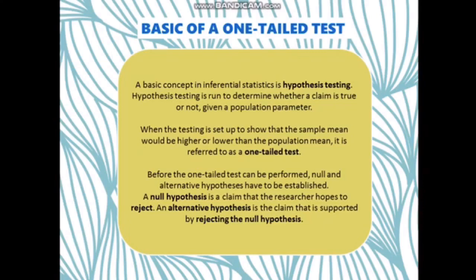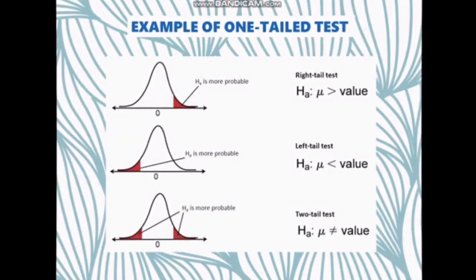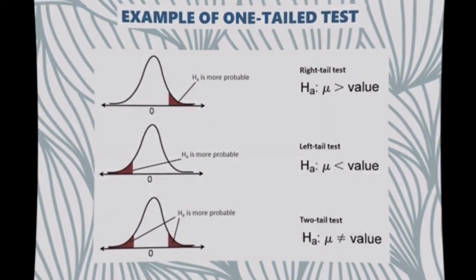Before the one-tailed test can be performed, null and alternative hypotheses have to be established. A null hypothesis is a claim that the researchers hope to reject. An alternative hypothesis is the claim that is supported by rejecting the null hypothesis. So this is an example of a one-tailed test, and the last one is a two-tailed test.